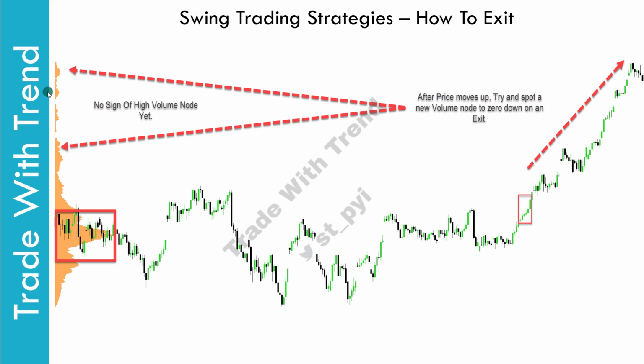If you look at this chart in front of you, price has auctioned higher, but there is no sign of a high volume node yet. So let me explain how you have to handle such situations. For now, just keep this particular chart in mind.